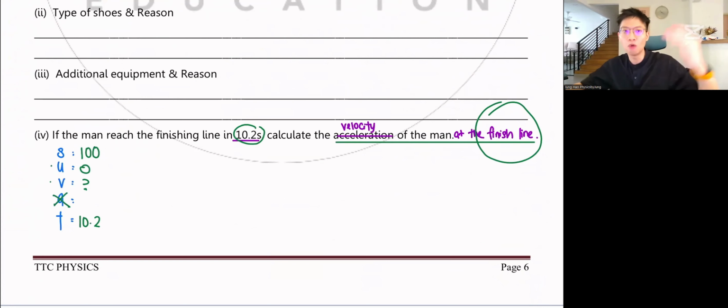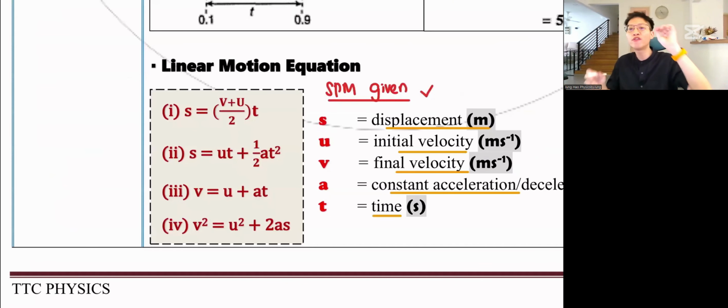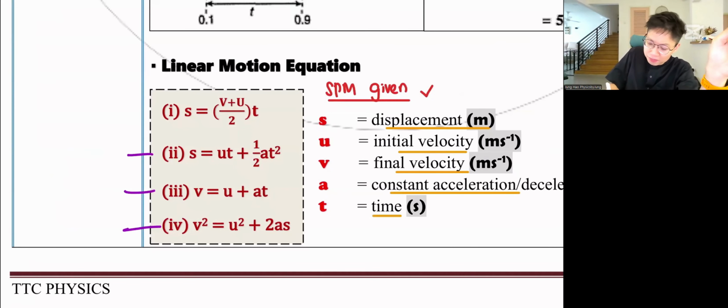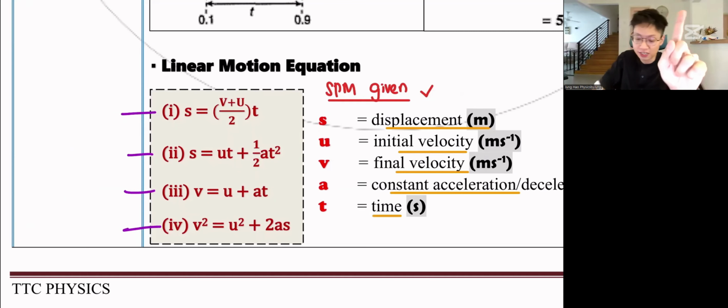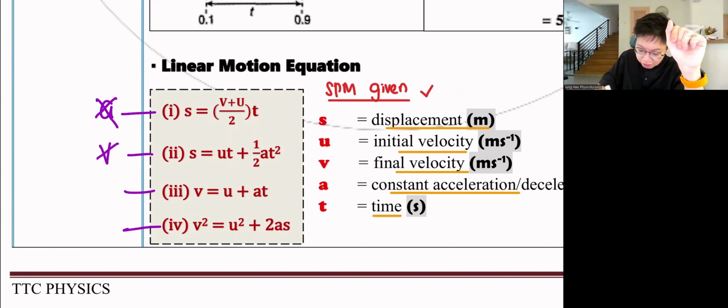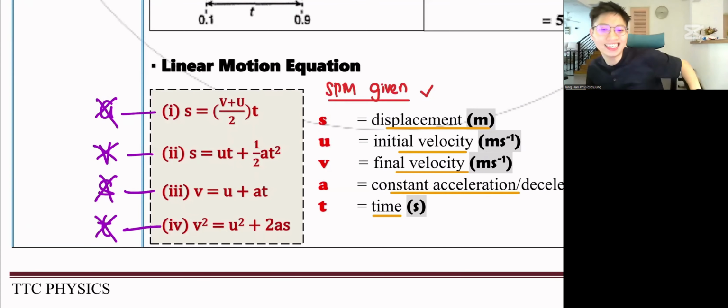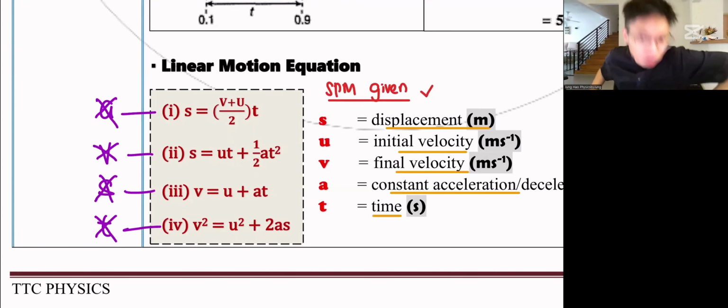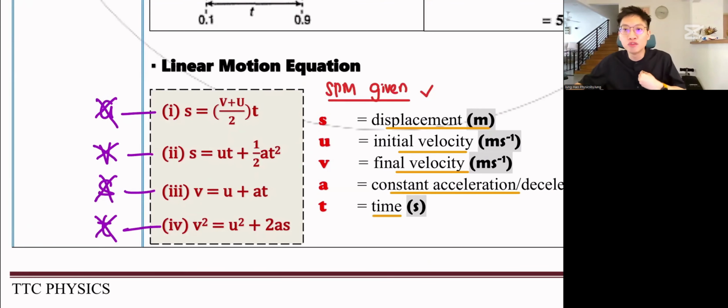This is where we go back to the front part here. We have to list down, you see. Every one of these formulas has a missing alphabet. For example, the first one is missing A, doesn't have A. The second one has a missing V. The third one has a missing S, and the fourth one has a missing T. So based on this question, I have to use the first equation because I don't have the acceleration.